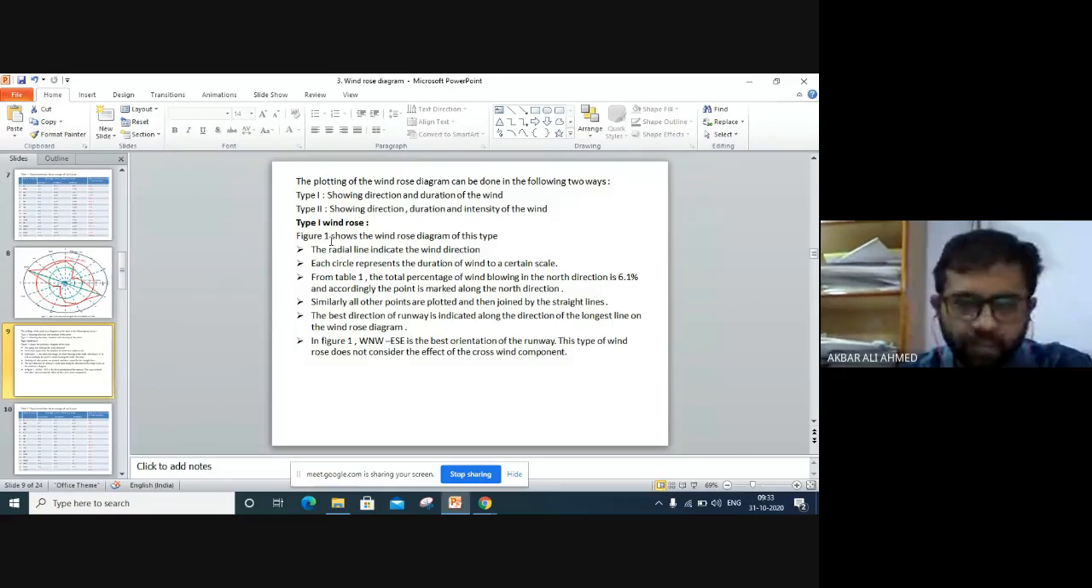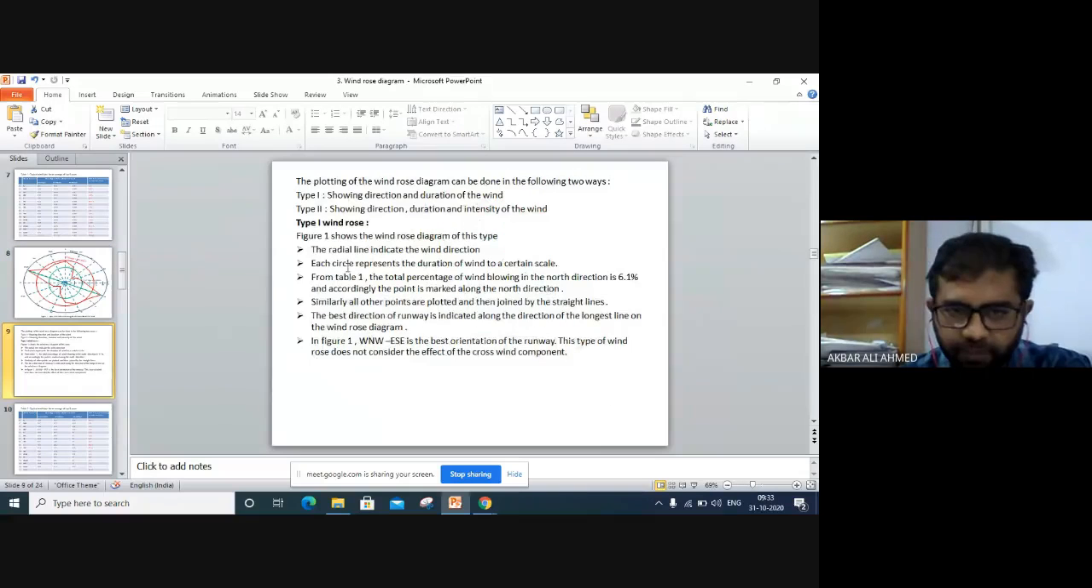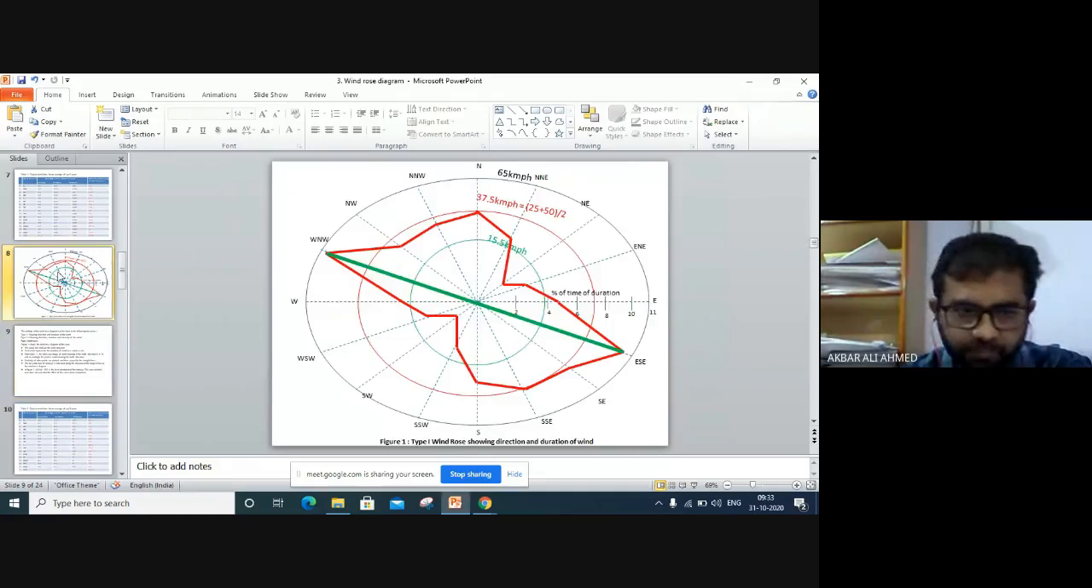So what we have learned, let us just discuss once more. The radial lines indicate wind direction. You see these radial lines, we indicate wind direction, northeast, southwest. Then each circle represents duration of wind or percentage of wind to a certain scale. Some scale is given here, around 2, 4, 6, 8.